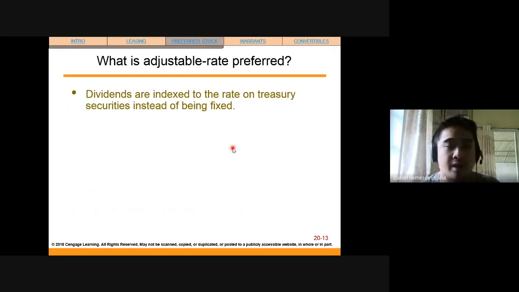So let's say if 5% is the rate on the treasury bond now, then the dividends they will offer or give is 5%. If in the next year it becomes only 4%, then the dividends given the next year would only be 4%.